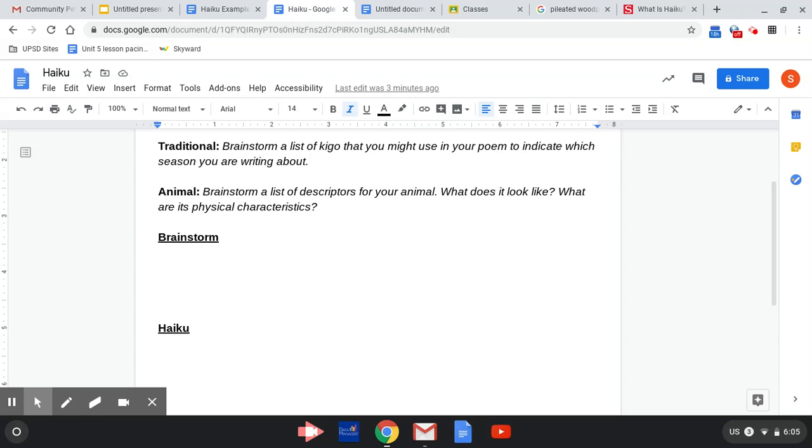And you need to think about, are you going to write an animal haiku or a traditional haiku? I'm going to start out by doing a more traditional haiku, and then I'll swing back around and do an animal haiku. So for your traditional haiku, you need to think about some kigo that you could potentially use that would indicate which season you were writing about. Right now, it's still spring for another 9 days. So I'm going to write about spring. What are some words that pop into your mind when you think about spring? Well, maybe just the word spring itself.